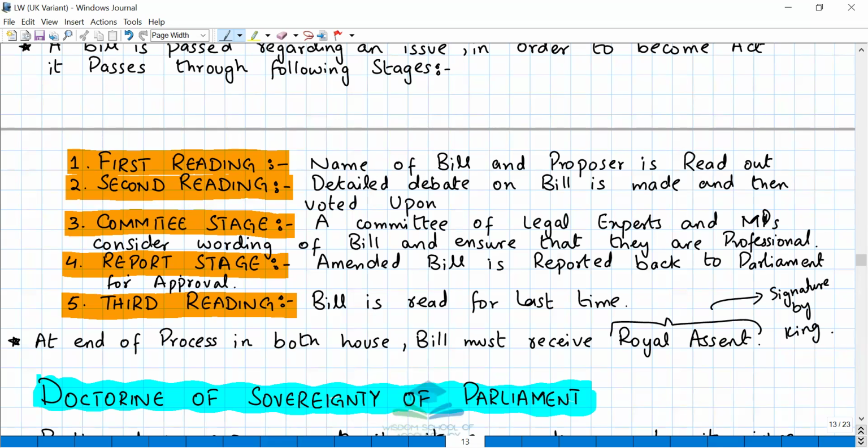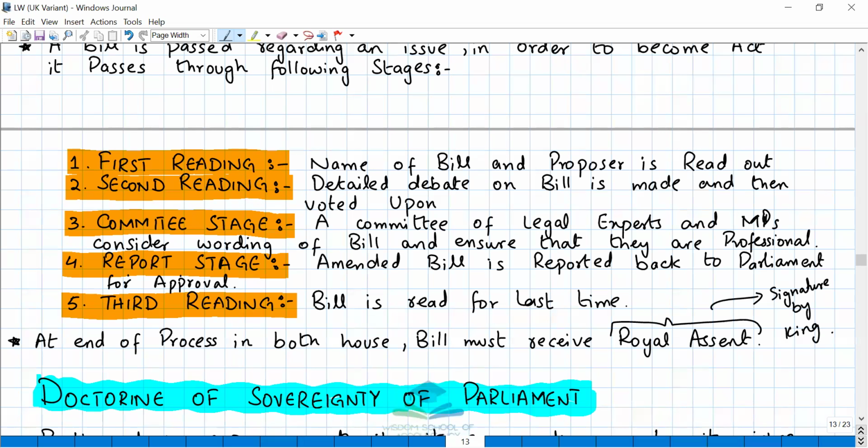Committee stage can last several months. It depends upon the nature of the bill. So let's say 3 months, 4 months, 5 months. So it is a time-taking process. Then comes the report stage. The amended bill is reported back to the parliament for approval. Then the third reading is done, in which the amended bill is read for the last time.